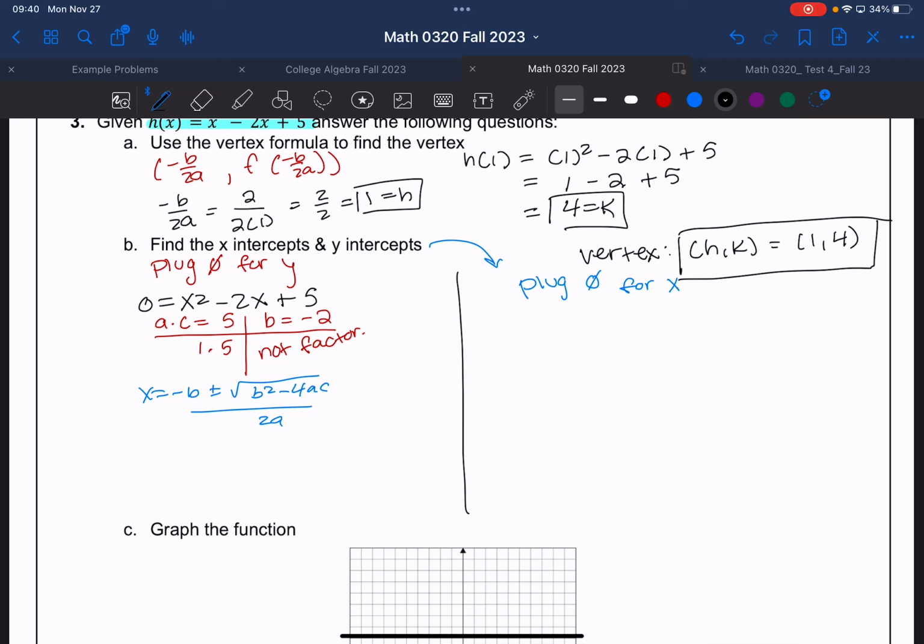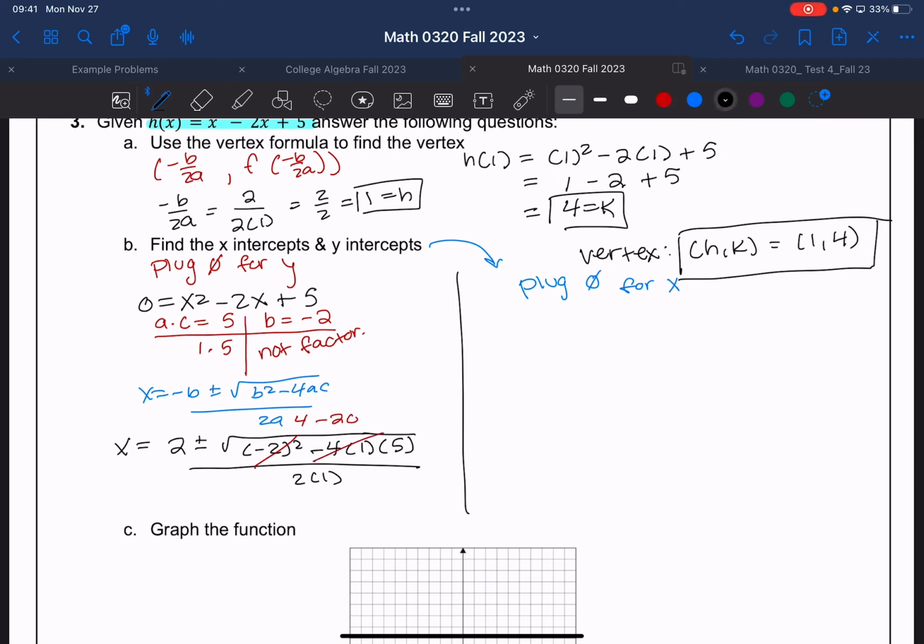So plugging everything in, I get x is equal to -b. Our b value is already negative, so I'm going to write a +2, plus or minus the square root of b squared, so -2 squared, minus 4 times a, which is 1, times c, which is 5, all over 2 times 1. Okay. From here, I simplify. -2 squared is 4, and -4 times 1 times 5 is -20.